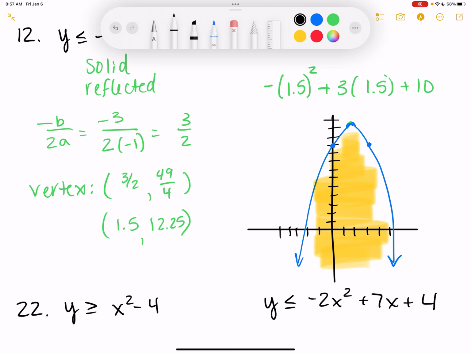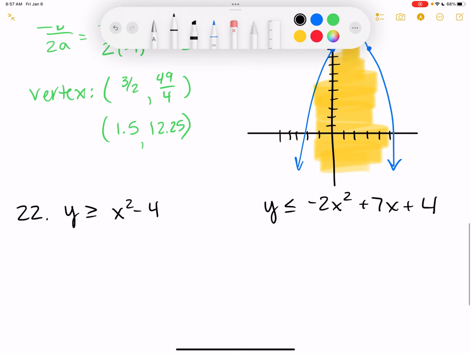And sometimes when you do these, you'll have one that's solid, one that's dotted. But they pretty much all are always going to have, I would say in most cases, they're going to be going opposite. So both of these are "or equal to," so they're both going to be solid. The second one has a negative, so it's reflected, so I know it's going to be upside down.